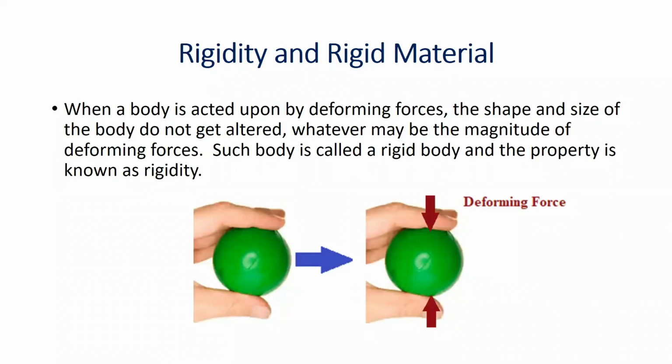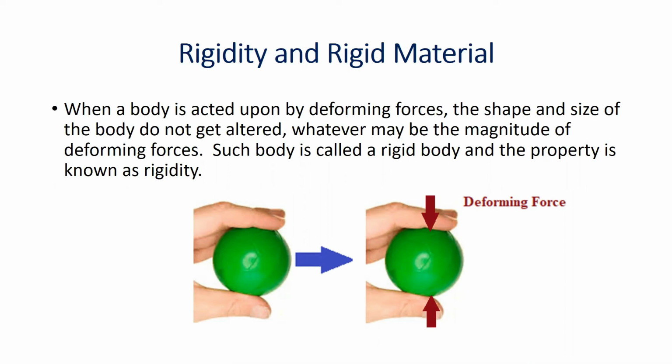The third type of material on the basis of their response to the deforming force are rigid materials, and the corresponding property is called rigidity. When a body is acted upon by deforming forces, however large, and there is no change in the shape and size of the body, then such a body is called a rigid body, and the property is known as rigidity. In rigid bodies, the internal force of attraction is so high that there is no relative motion between two particles of the body. Hence, there is no change in the shape of the body.